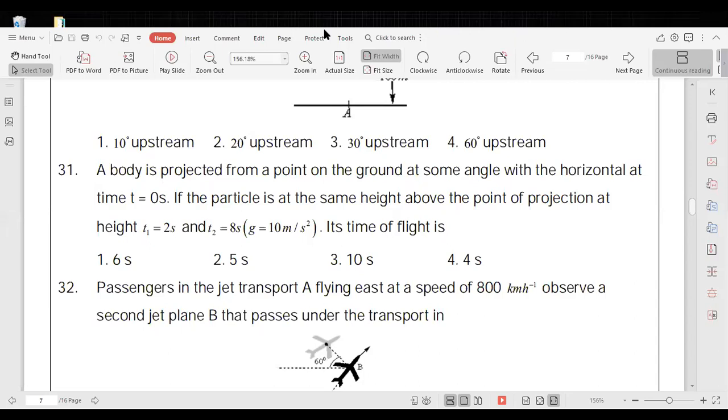We are given this time t1 and this time t2. If t1 is the time taken to travel from the point of projection to this point, then this time is also the same, no? That is also t1, because from this direction, if you project the body with the same angle, the time taken by the body to reach this point is also t1 only. That's why the total time of flight is t1 plus t2. Therefore, time of flight T is equal to t1 plus t2, that is 2 plus 8. Therefore, T is equal to 10 seconds. It is the total time of flight.